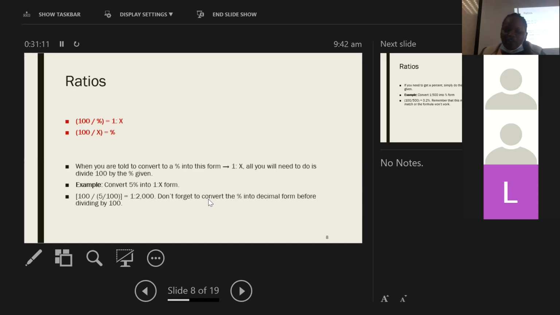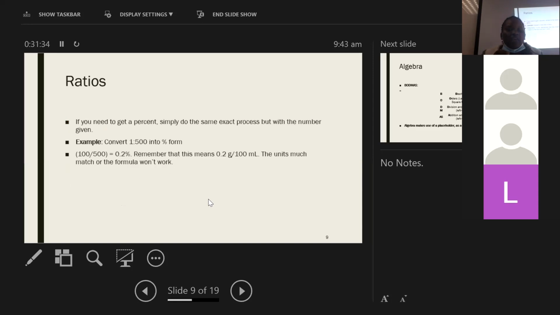Okay, so I'm going to do it on the smaller board, and then we're going to show everybody what we're doing. I'm going to be taking 100 / X equals percentage. Let us all read what stands on the slide on the next page. It says, if you need to get a percentage, simply do the exact same process, but with the number given. The example is to convert 1 of 500 into percentage form.